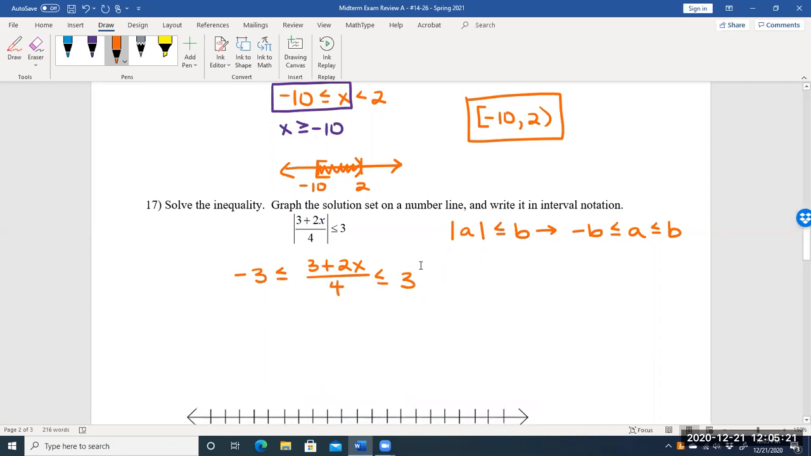All right, and then it becomes very similar to what we did for number 16. We are going to work to isolate x in the middle. So the first thing we're going to do is multiply all three parts by 4. That's going to clear our fraction there in the middle. So 4 times negative 3 is negative 12. When I multiply 4 times the middle, the 4's cancel. And so we've got just what's in the numerator there, 3 plus 2x, and then a 12 over here.